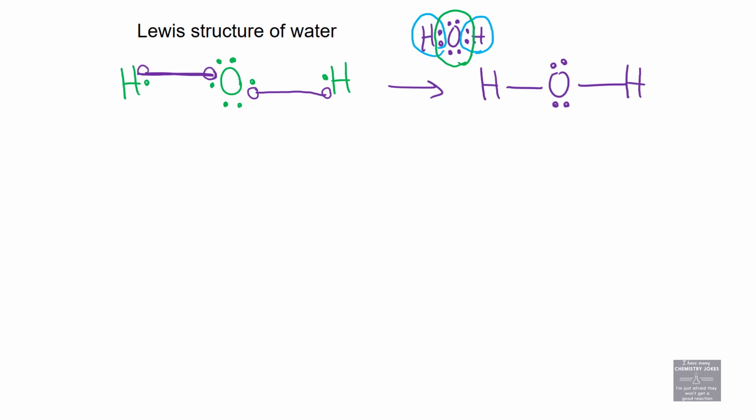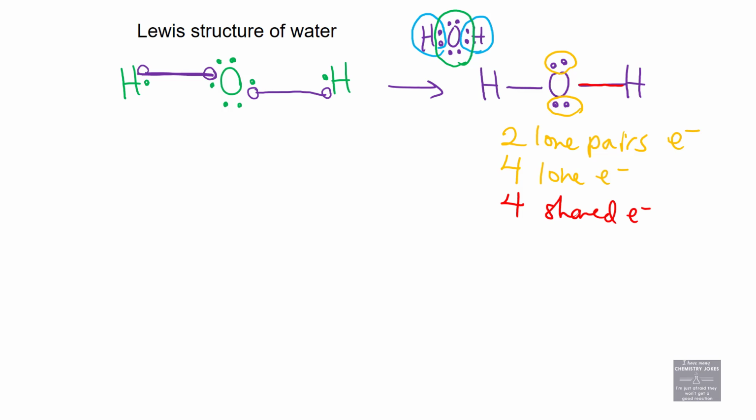We would say that water has 2 lone pairs of electrons, also known as 4 lone electrons. So the 2 lone pairs, we're counting those as pairs of electrons, or 4 unshared electrons, and 4 shared electrons. All right, I think I got water's Lewis structure. I'm ready to move on to something else.